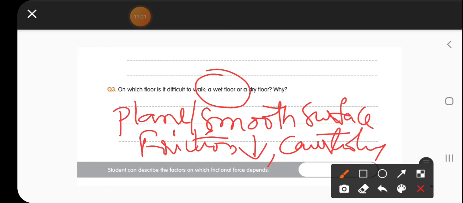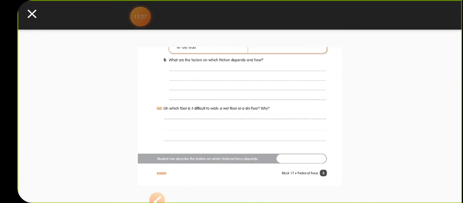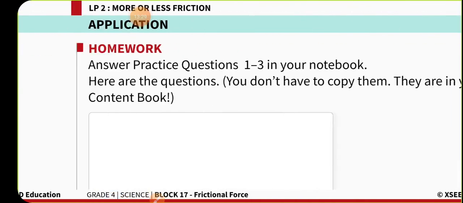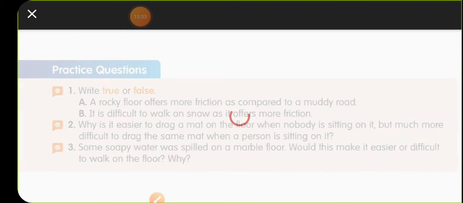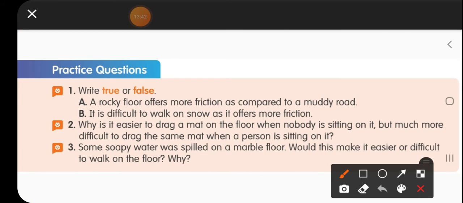Okay children, now let us move to the practice questions part. In practice questions, the first question: write true or false. A rock floor offers more friction as compared to a muddy road. Yes, it is true.